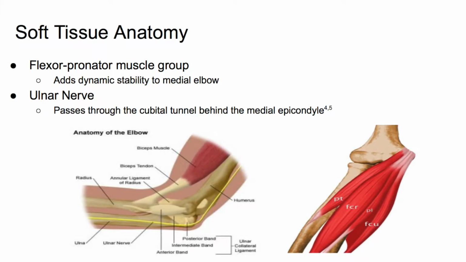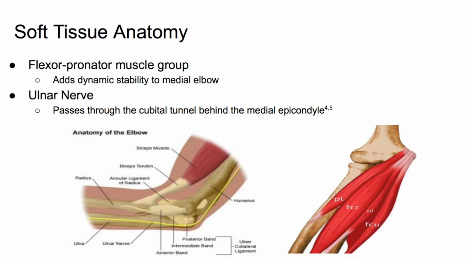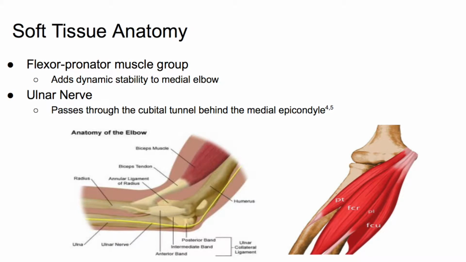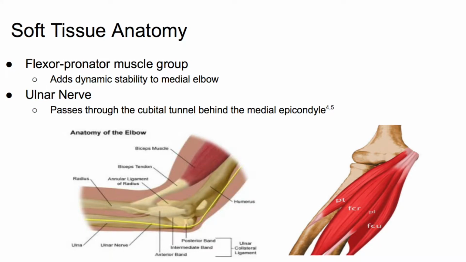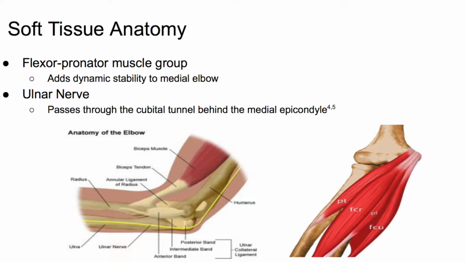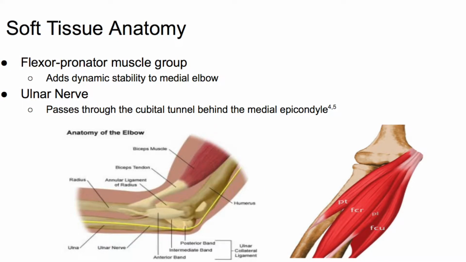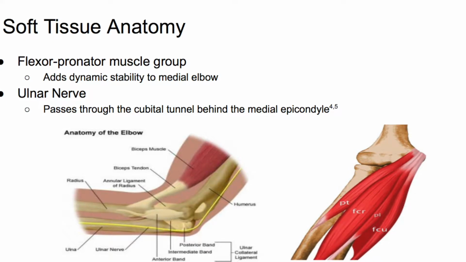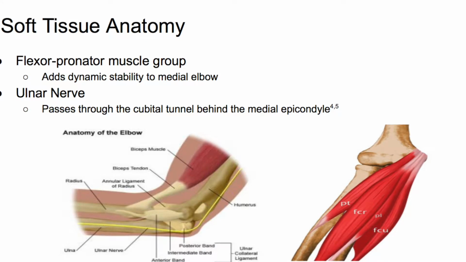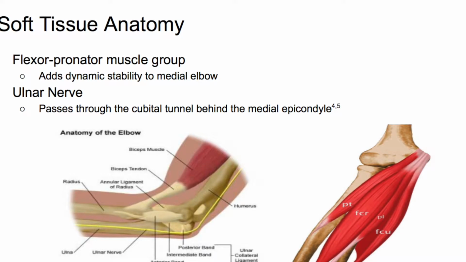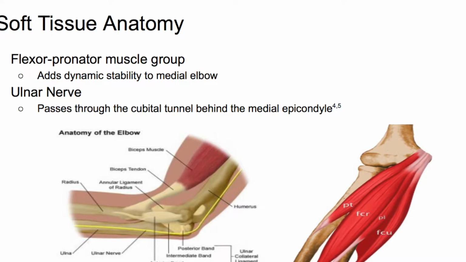The soft tissue anatomy consists of both the flexor pronator group and the ulnar nerve. The flexor pronator group originates off the medial epicondyle and adds dynamic stability to the medial elbow. The group consists of flexor carpi radialis, pronator teres, palmaris longus, flexor digitorum superficialis, and the flexor carpi ulnaris. From that group, the pronator teres, the flexor digitorum superficialis, and the flexor carpi ulnaris contribute to dynamic stability of the medial elbow. The flexor carpi ulnaris runs with the ulnar collateral ligament throughout almost the whole range of motion.